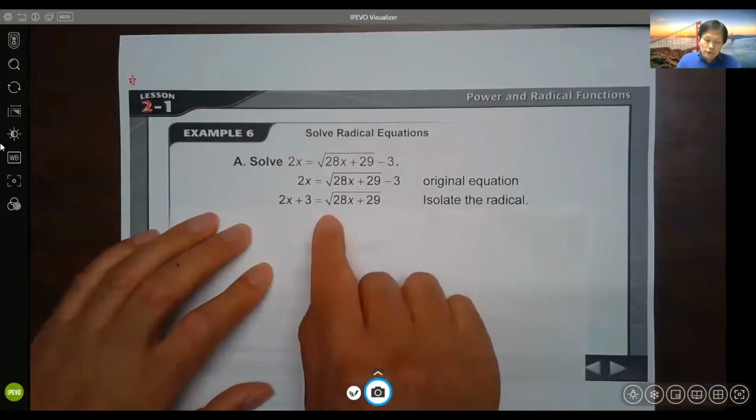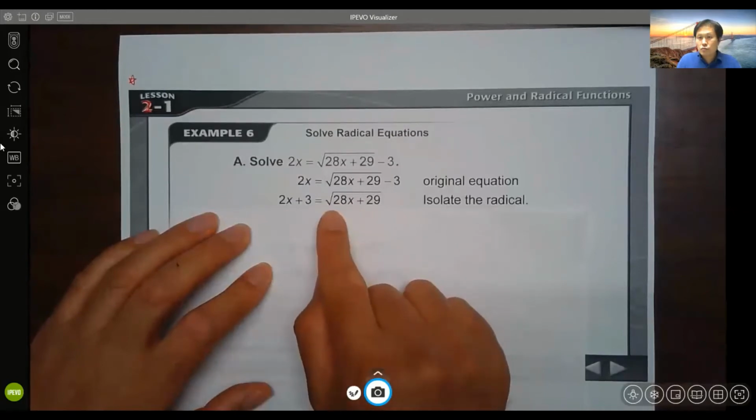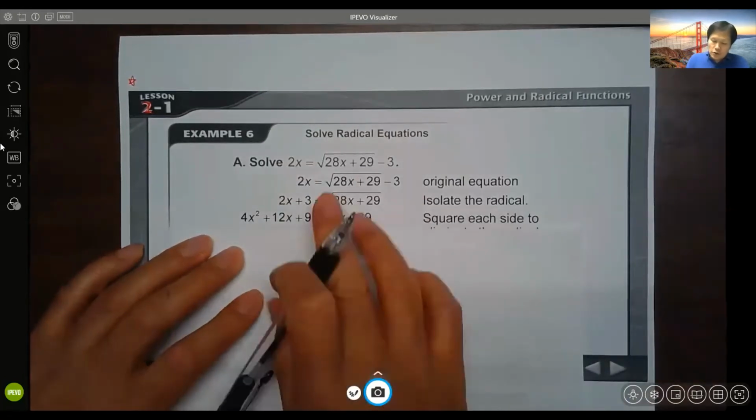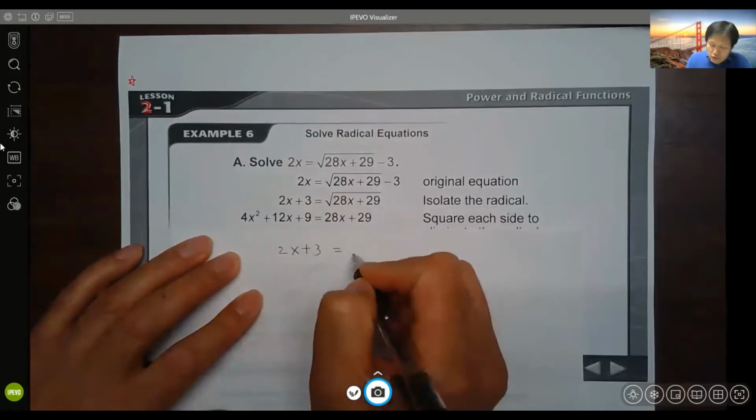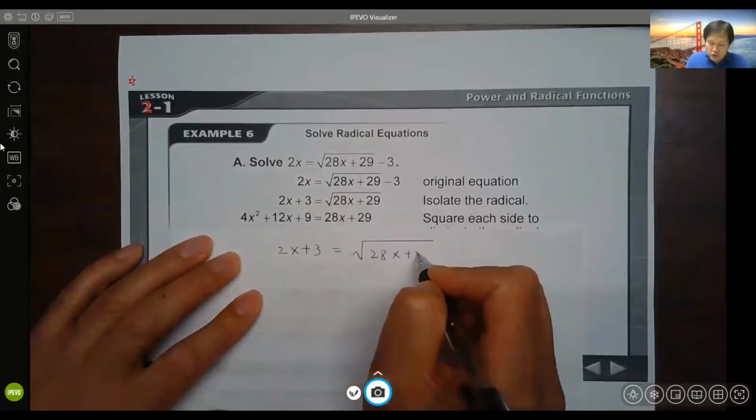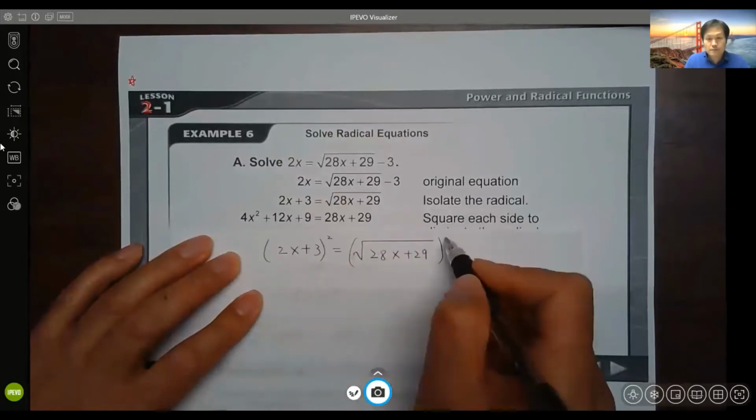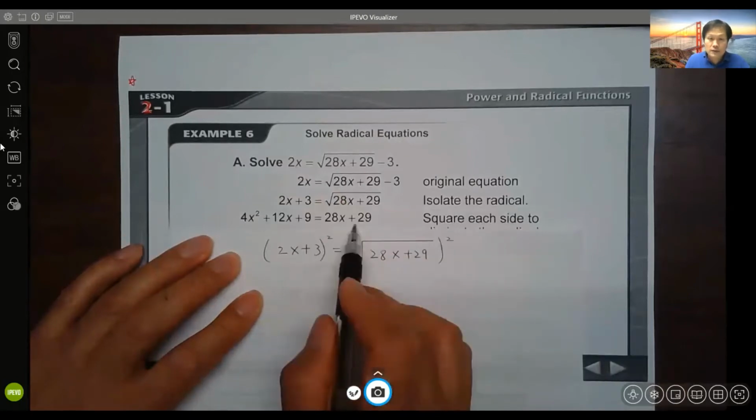Okay. Now the root is by itself. You need to get rid of the root. So square both sides. So here, if you didn't quite follow, 2x plus 3 equal to square root of 2x plus 29. You are squaring this. So the square root disappears. That's how you got this.